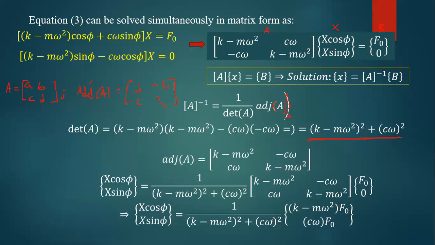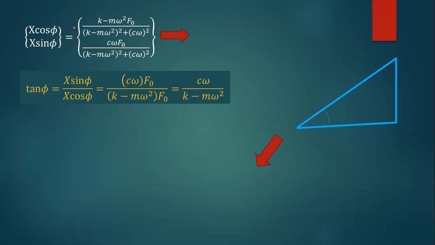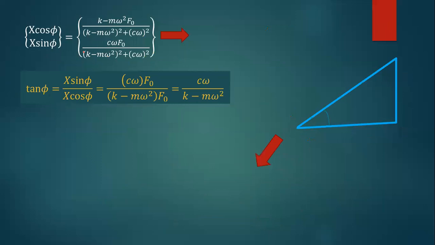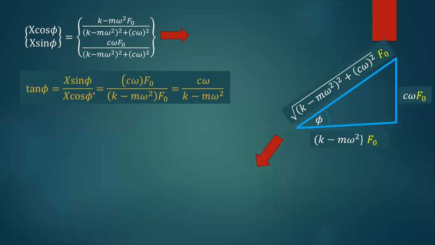From that, what we can get is X cos phi is equal to (k minus m omega squared) F naught over (k minus m omega squared) the whole square plus (cw) the whole square. X sin phi is equal to, again, cw F naught over (k minus m omega squared) the whole square plus (cw) the whole square. So now, tan phi is equal to X sin phi over X cos phi, which gives us this over this. Finally, we get cw over k minus m omega squared. That is tan phi.